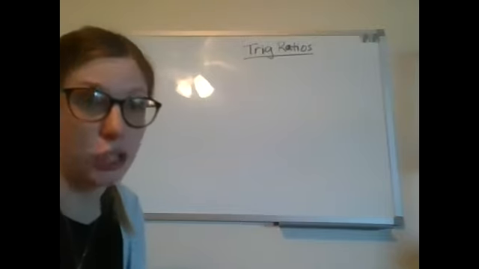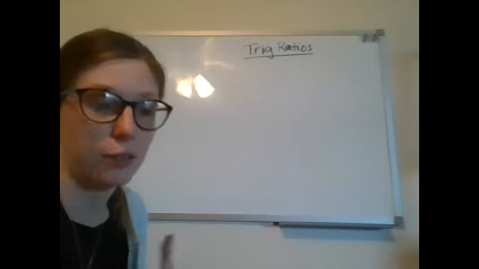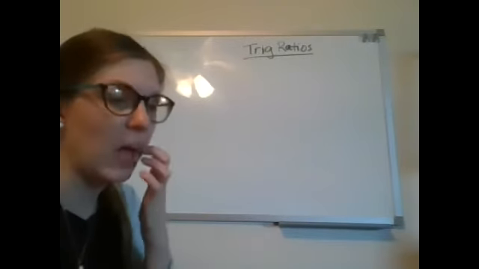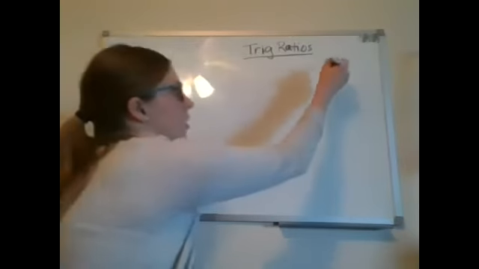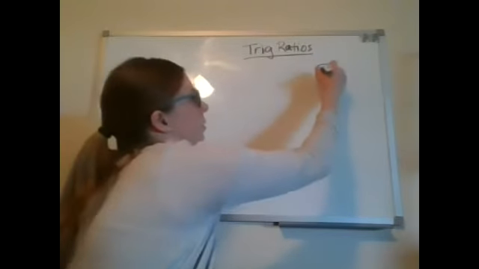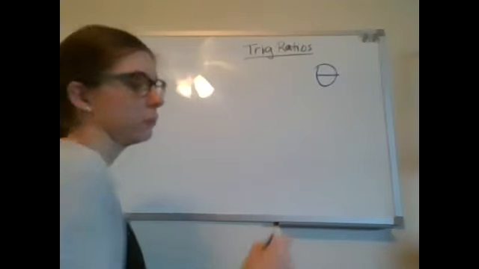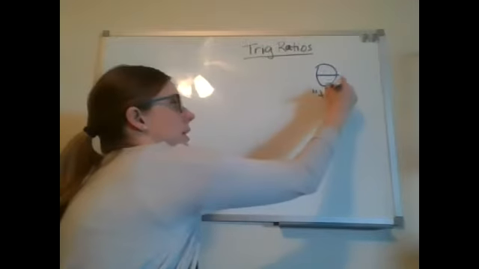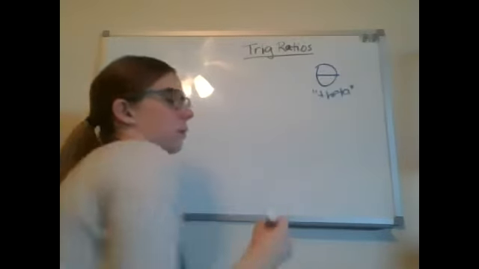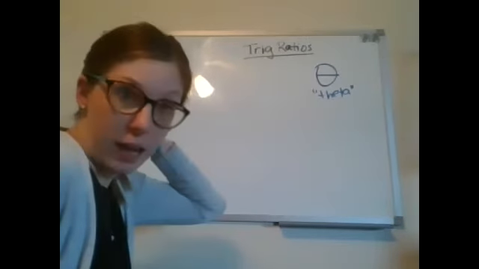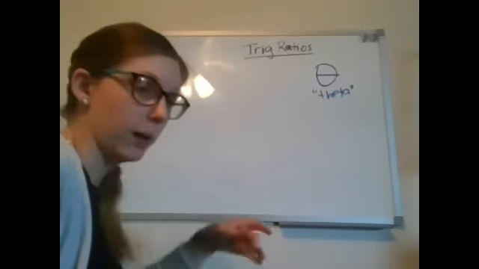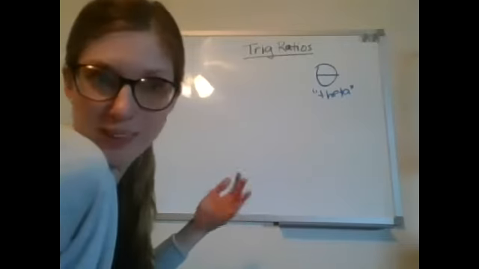So trig ratios are relative to an angle, okay? Now we use the term theta, which looks like a 0 or an O with a line through the middle. This is theta. We use that in mathematics to represent angles. So it's, I guess, a fourth way to name angles now.